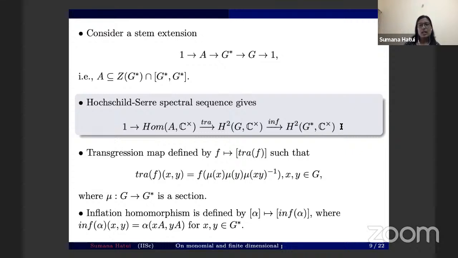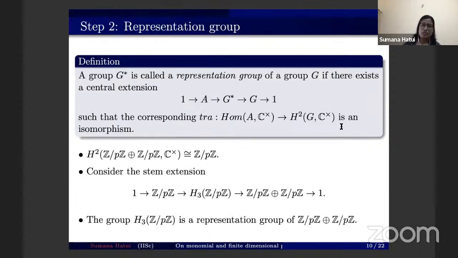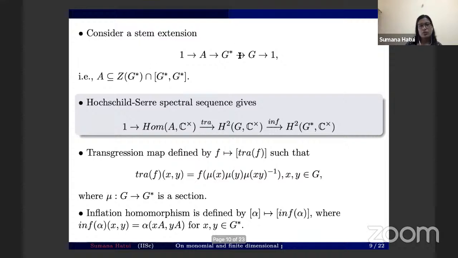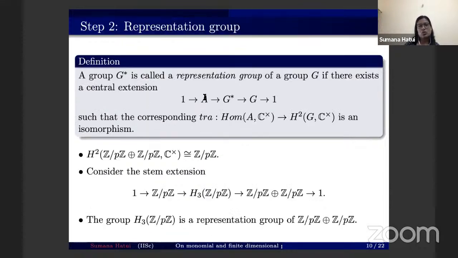Okay, so another tool for studying projective representations is the representation group. A group G star is called a representation group of G if there exists a central extension, a short exact sequence where A is contained inside the center of this group. For a stem extension, if you have a homomorphism, you can define this transgression map here. If this transgression is an isomorphism, then we call G star a representation group of G.